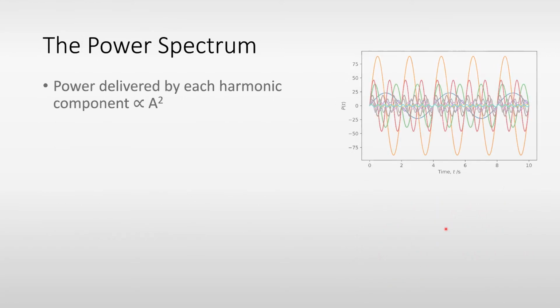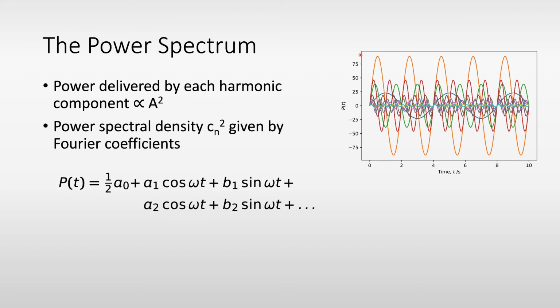Fundamentally, what a power spectrum does is it looks at the power delivered by each of the harmonic components. This is proportional to the square of the amplitude. So if we have each of these components, anything with a high amplitude, we would expect to be delivering more power to that final result. And this power spectral density, c squared, is given by the Fourier coefficients. So we do this by looking at the Fourier coefficients A and B for each of the harmonic waves contributing to the final waveform, and we find the power contribution for each of those.